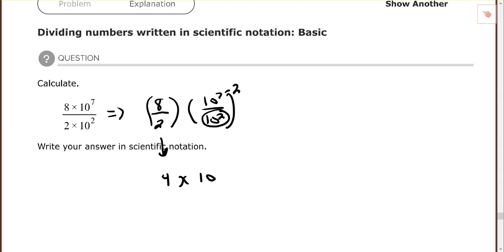For 10 to the 7th divided by 10 to the 2nd, using our quotient rule, we're going to subtract the exponents. You always want to subtract for scientific notation. Everything should end up in your numerator regardless of if it's positive or negative. So we're always subtracting the bottom exponent from the top. When we're working with scientific notation, you are allowed to have negative exponents. So we have 4 times 10 to the 5th.